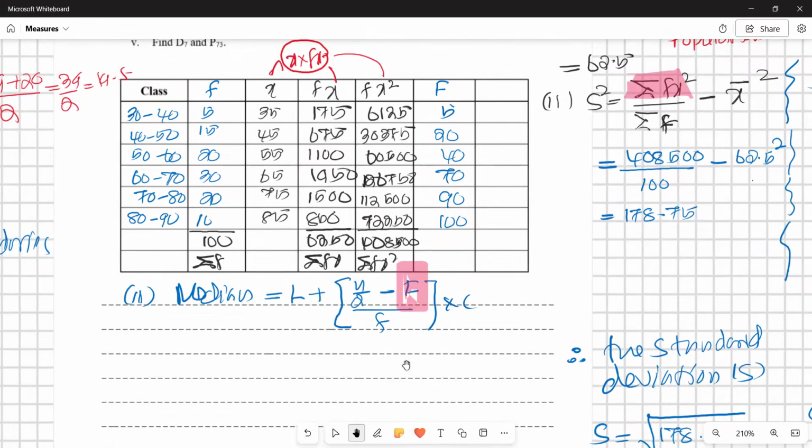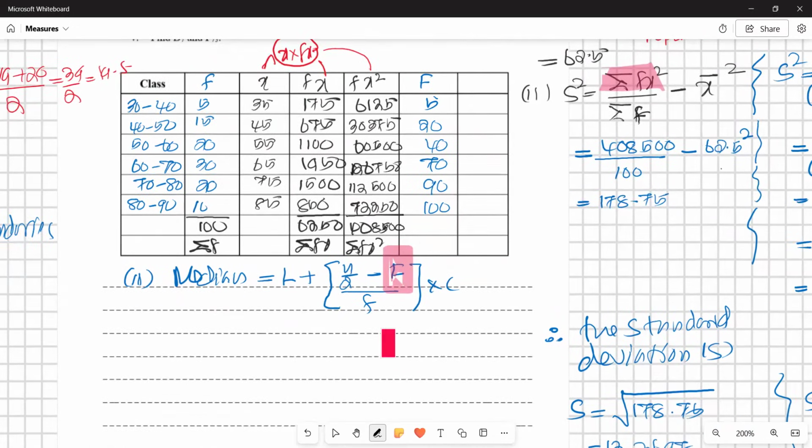The way of deciding the median class is to get n by 2.